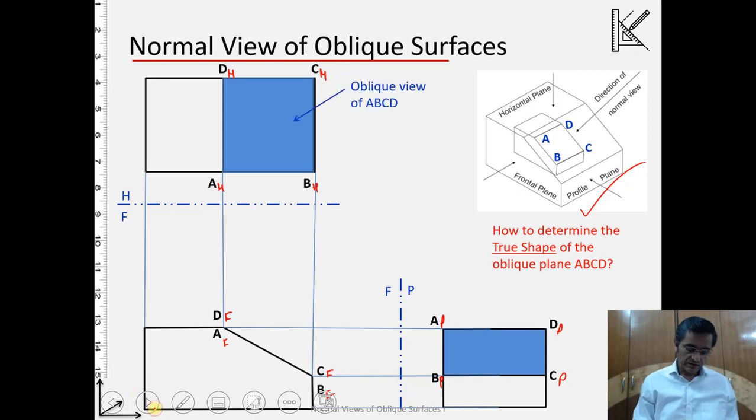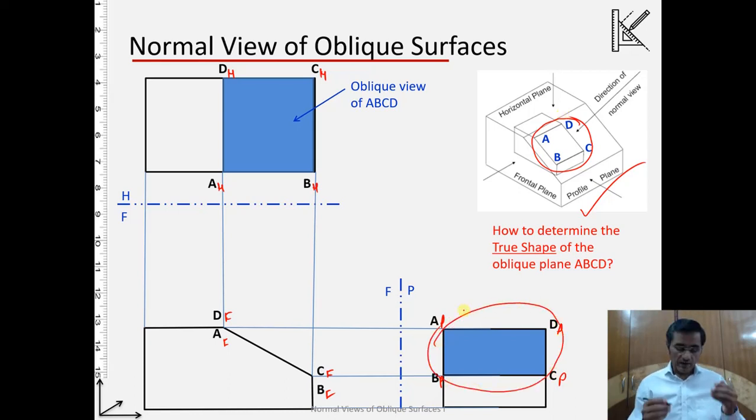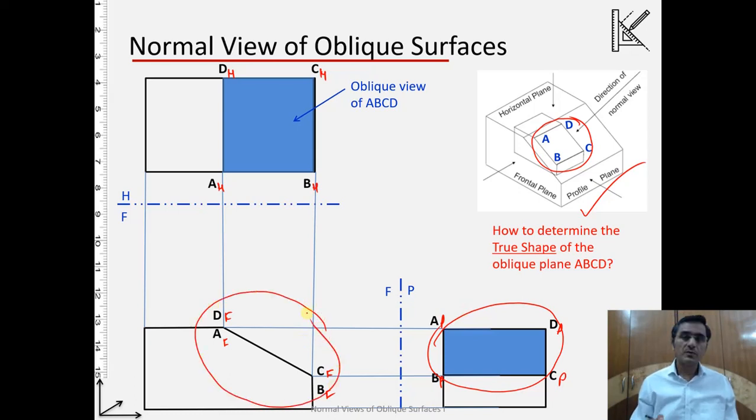So further, yes, the horizontal view of the given plane is a foreshortened view. Similarly, on the profile also it is a foreshortened view. While on the frontal plane, what we are getting here is the edge view of the plane, and that is why points A and D are together, and C and B are together. We are getting the edge view.